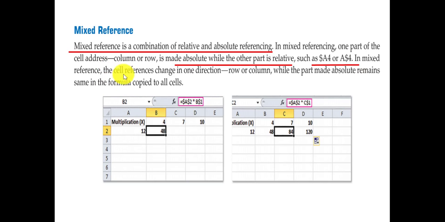In mixed reference, the cell reference changes in one direction, either row or column. If we want to fix the cell address, we will write $A2 into B$1. This is the mixed reference.